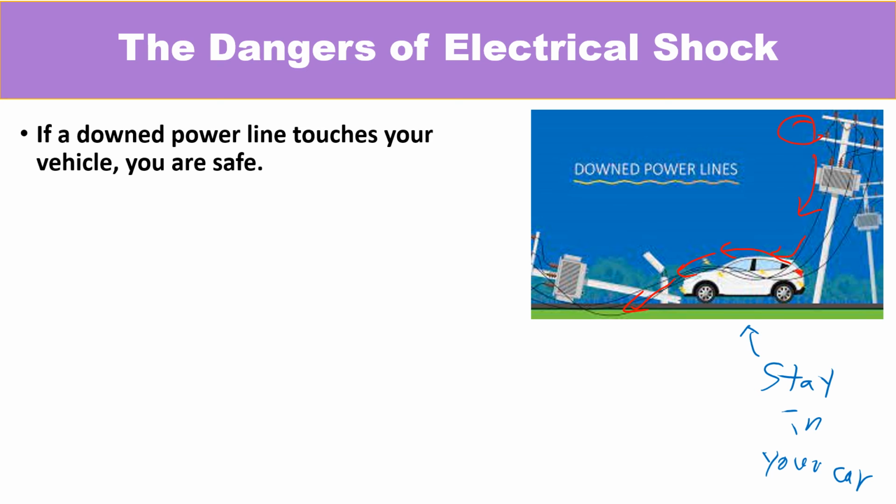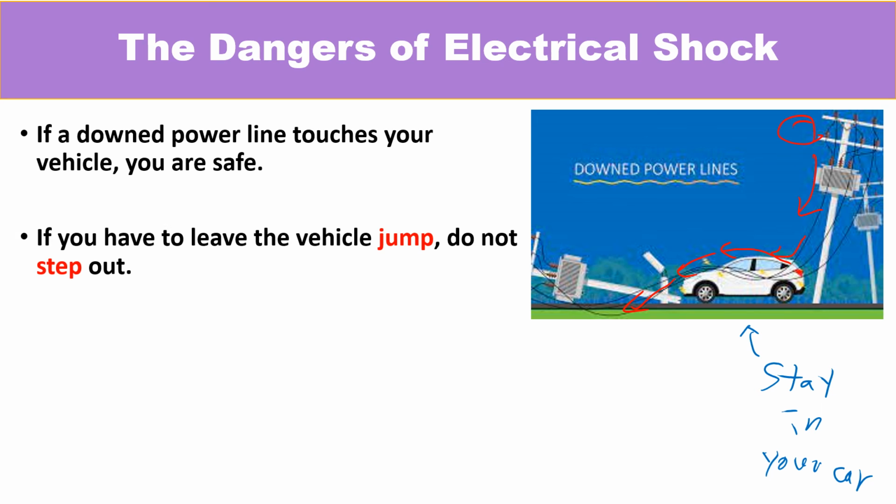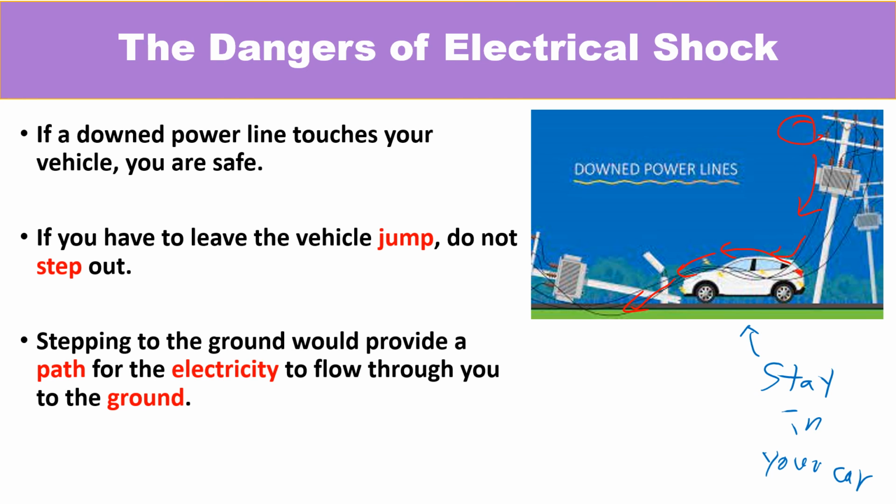So if a downed power line touches your vehicle, you're actually good. If you have to leave the vehicle, jump, do not step out, because as soon as you step out, you're creating another circuit that will go through you. You are a conductor. Not the best conductor like metal, but you are still a conductor. Stepping to the ground would provide a path for the electricity to flow through you to the ground.